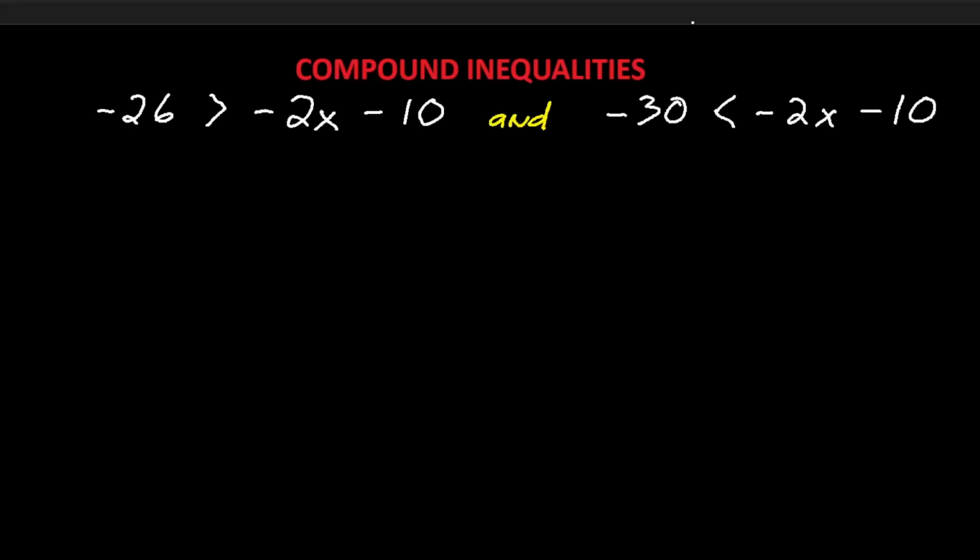So here we have a compound inequality. There are two given, and we're going to solve them both for x and then graph the solution. First thing that we need to notice is that this says "and." So this is a two-step inequality.